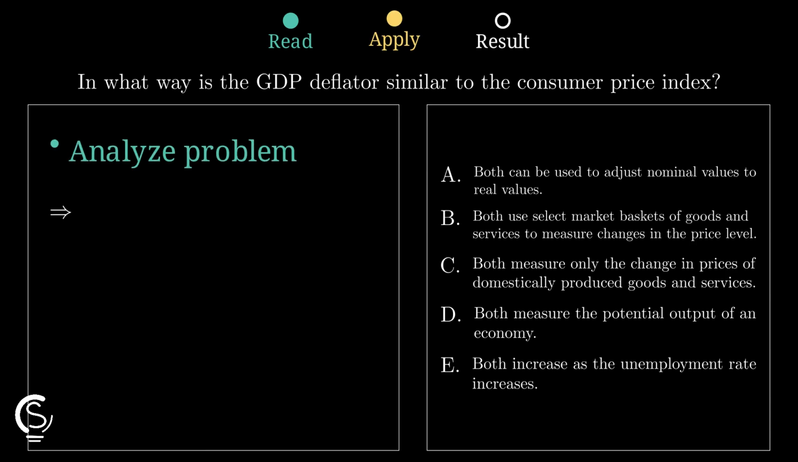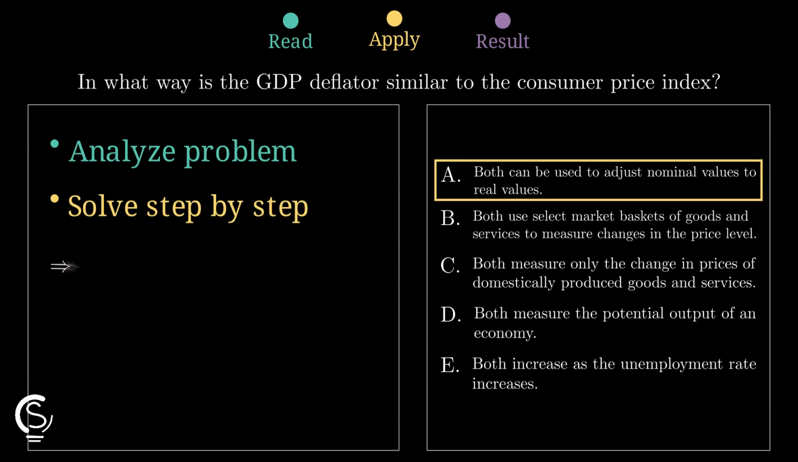CPI uses a market basket, but the GDP deflator does not. And CPI includes imported consumer goods, while the deflator covers domestically produced output. That wipes out those lookalikes, and nothing here has anything to do with unemployment or potential output, so option A is the only shared feature.